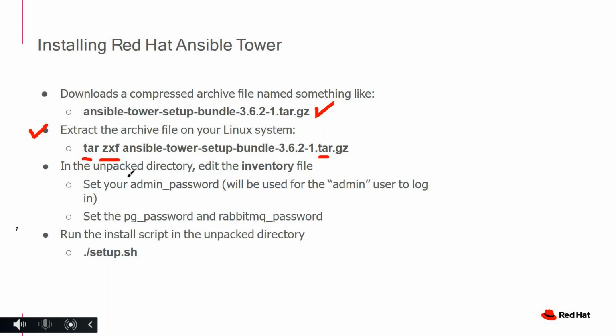And after that, in the unpacked directory, you will find the inventory file inside. Set up your admin password, which will be used for the admin user to log in, and set the pg password and the rabbitmq password, and run the install script. In the unpacked directory, ./setup.sh, this shell script you will find in this bundle. Not only this shell script and inventory, you will find multiple directories and files.